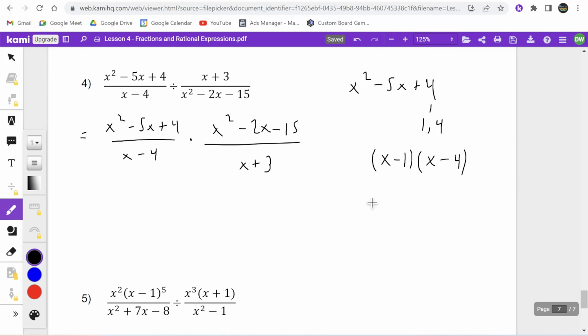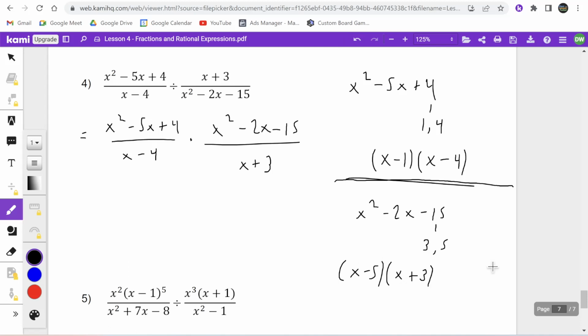Then the other one was x squared minus 2x minus 15. And I bet the factors are going to be 3 and 5. And since it's minus 2 and it's minus 15, I bet I'm going to subtract them. So in other words, it's going to be x minus 5 times x plus 3. That's going to be the right factors.